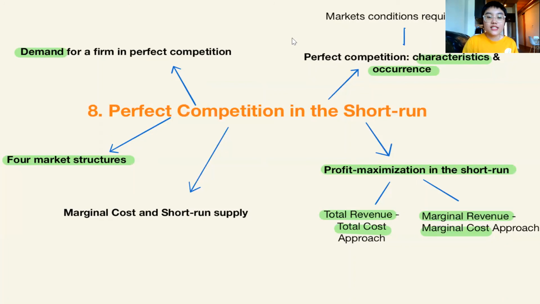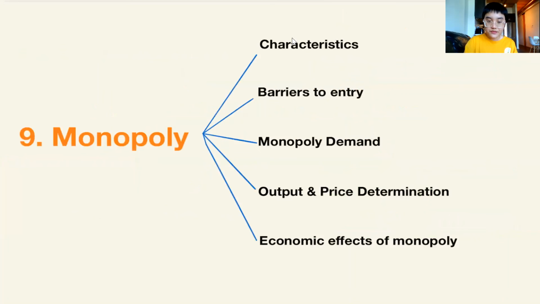The next one is perfect competition in the short run. You want to revise on the demand, the four market structures, the profit maximization in the short run in two approaches, the perfect competition characteristics and occurrence, and marginal cost and short run supply. For the monopoly, you want to revise on the characteristics of them, the barriers to entry, the monopoly demand, output, price determination, and economic effects of monopoly.